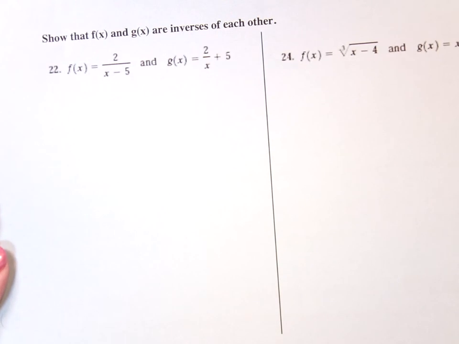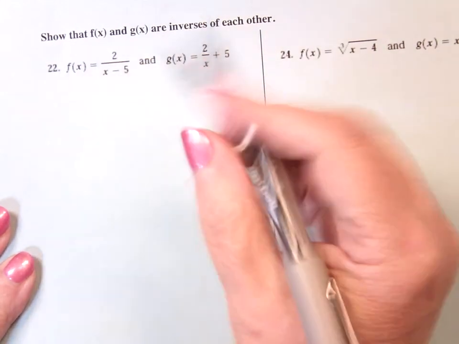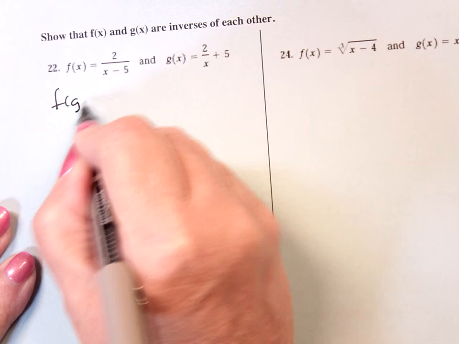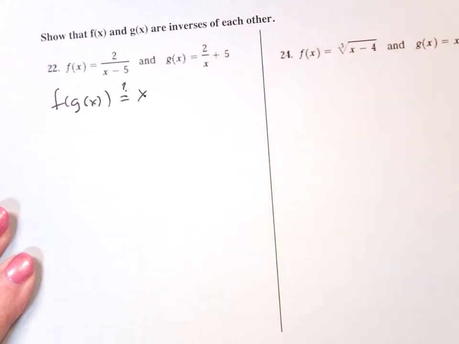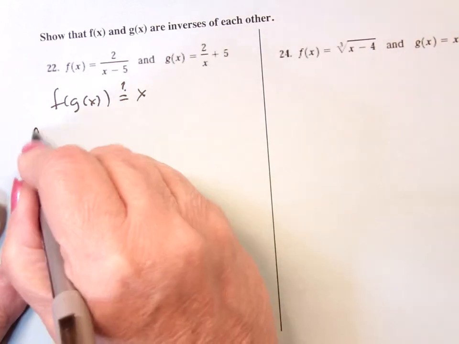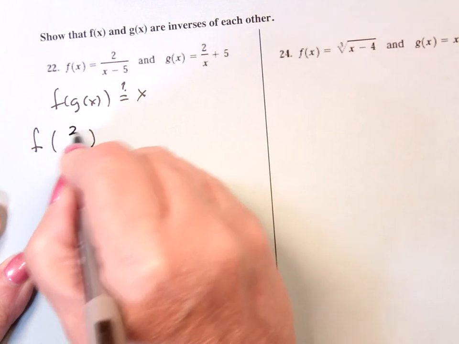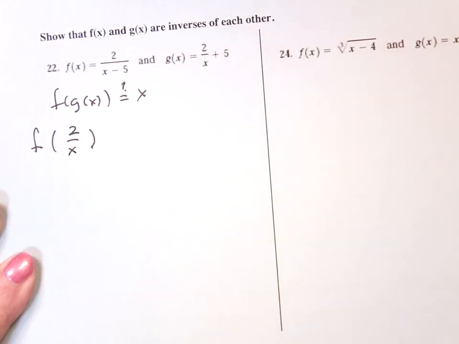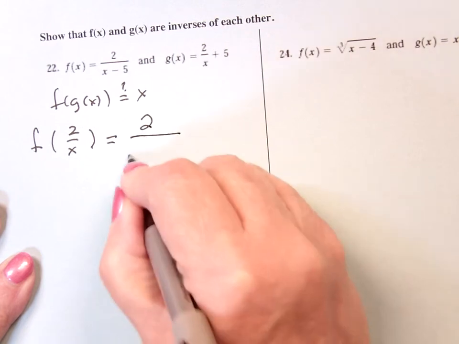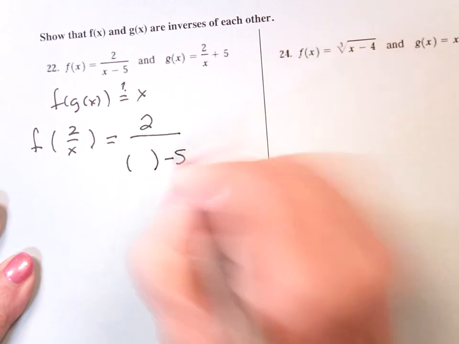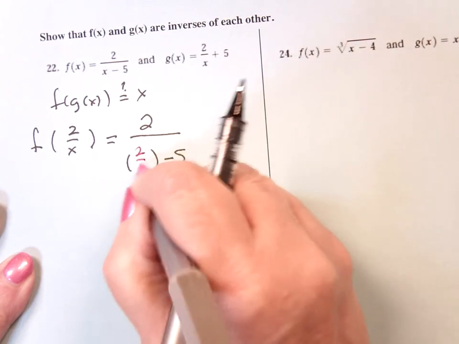Show that f and g are inverses of each other, so more of the same. I want to know if f of g of x, is that equal to x? That's what I need to know. Well, in the function f, wherever there's an x, I'm going to put g of x, which is 2 over x. So this would be 2 over x minus 5.